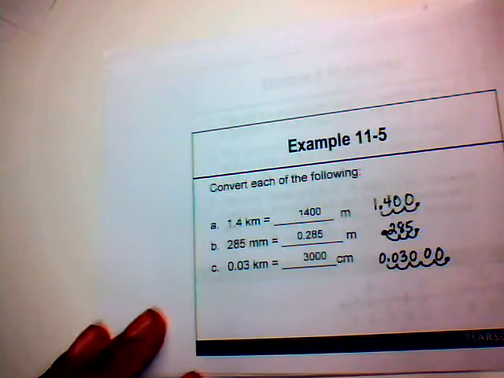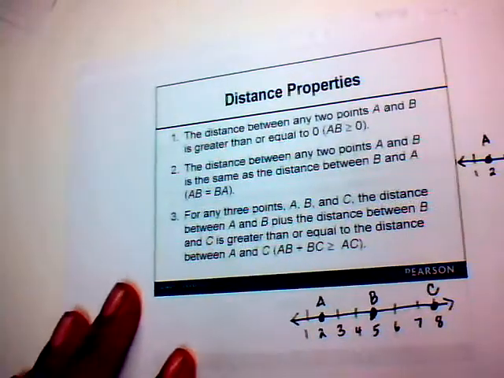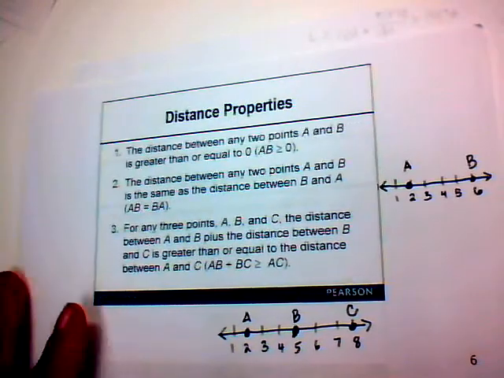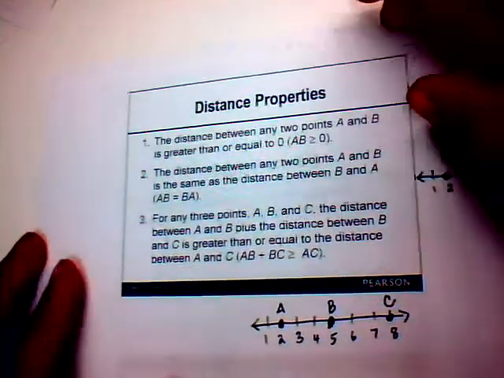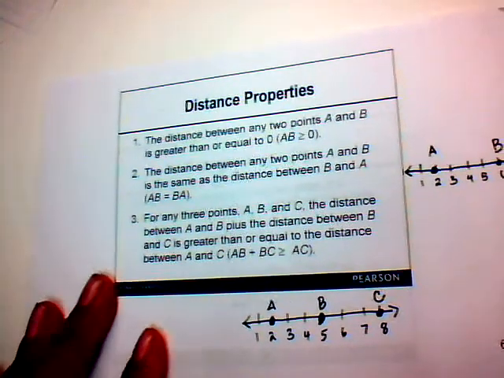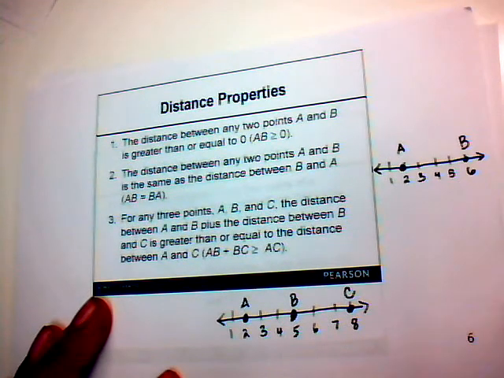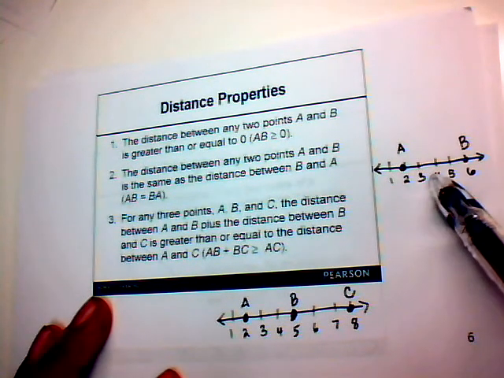Okay. So this is how we convert metric units. All right, next we'll talk about the distance properties. Number 1, the distance between any 2 points A and B is greater than or equal to 0. And I got a couple of number lines that are drawn here. Let's look at this one right here.